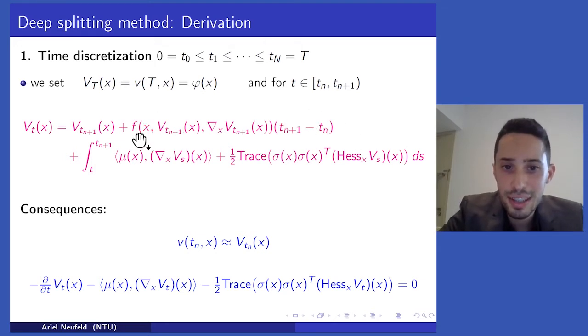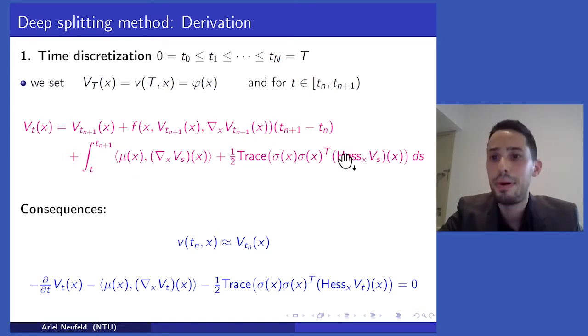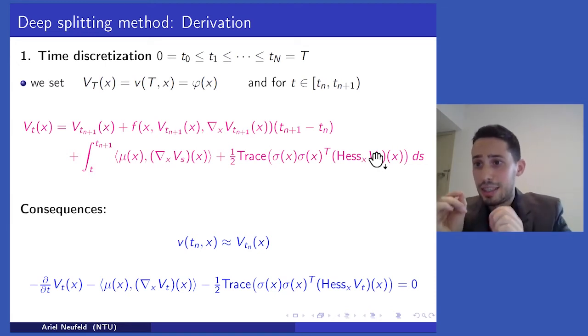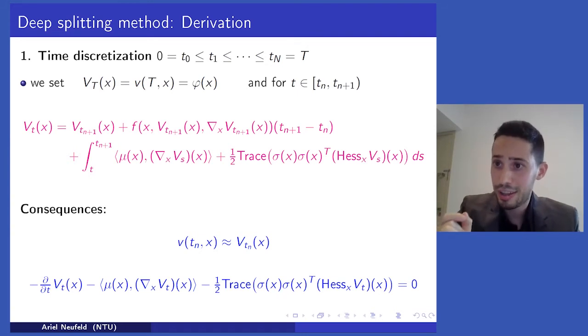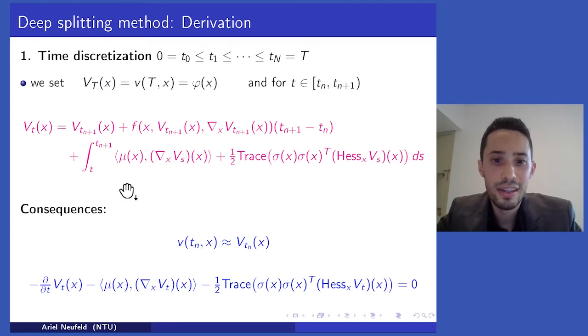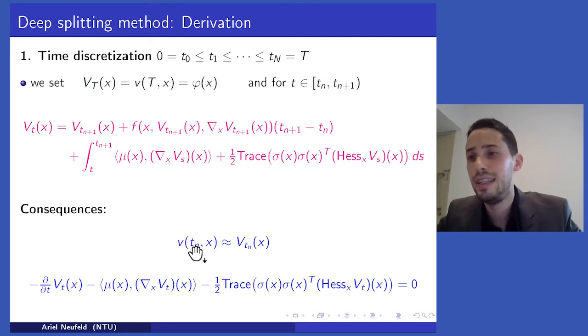So here you see the nonlinear part has been discretized in time, whereas the linear part has not been discretized at all. And this is what we refer to as the splitting, because we treat the linear part and nonlinear part differently, in the sense that the nonlinear part is discretized in time, whereas the linear part, we don't touch at all. So you see this big V, this big V at t_n, can be seen as an approximation of our solution of the PDE at time t_n.